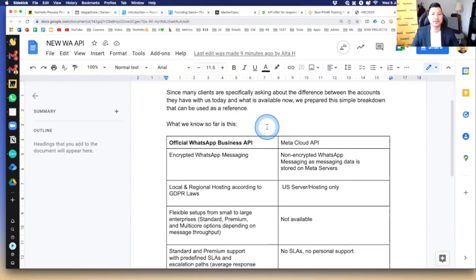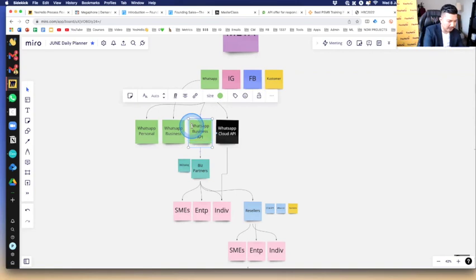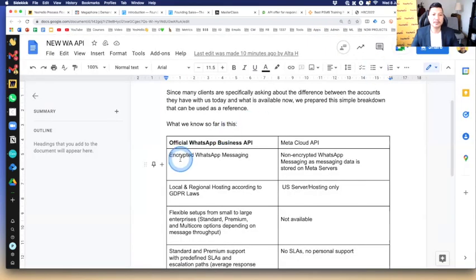So what we know, so official WhatsApp Business API. So there is this official WhatsApp Business API, and then there is this Meta Cloud API. Where does that fit? It is right over here, right? Official WhatsApp Business API is here. Boom. So what's the difference between these two things? So let's go and take a look. Official WhatsApp Business API is encrypted WhatsApp messaging. So this is the WhatsApp promise, right? For Meta Cloud API, it is non-encrypted WhatsApp messaging as messaging data is stored on Meta servers.